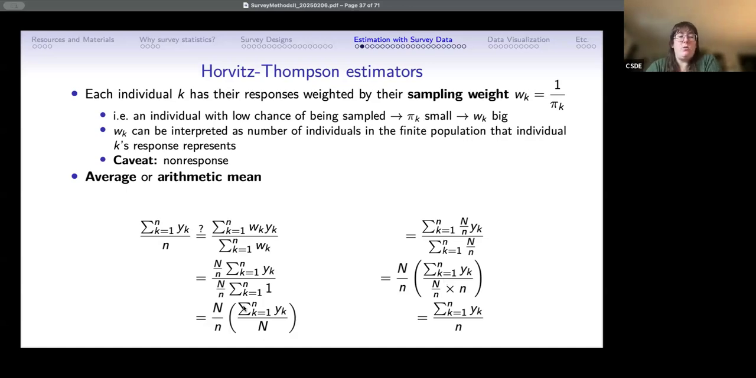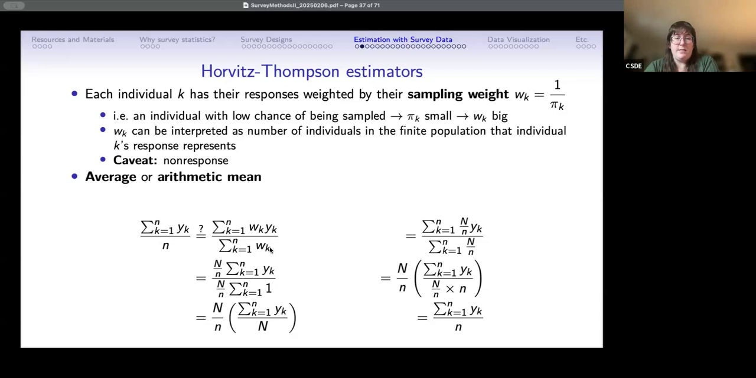So the way the Horvitz-Thompson, or sometimes Hayek, estimator is calculated is to weight each individual's response in the numerator. So I'm going to multiply all of the ones by their weights and the zeros by their weights. And then in the denominator, I don't want to divide by little n. I want to divide by the total number of people that these responses represent. If I weight everyone's response by the number of people in the population that are supposedly like that person, then I need to divide by the population total.